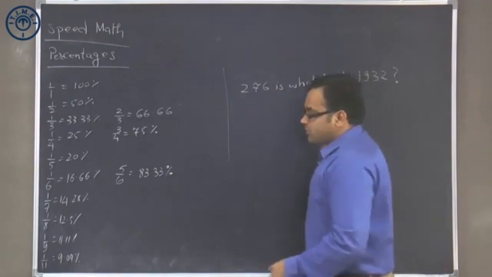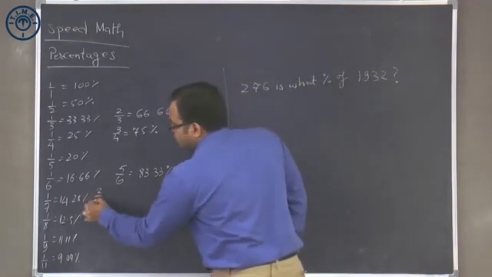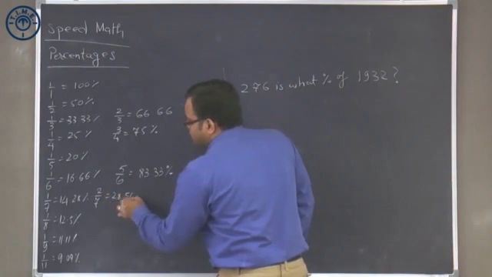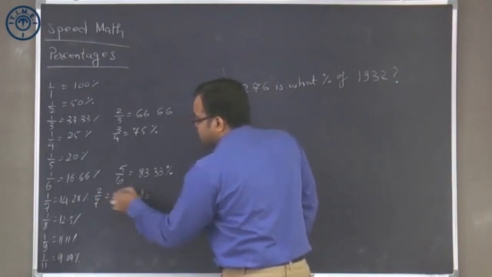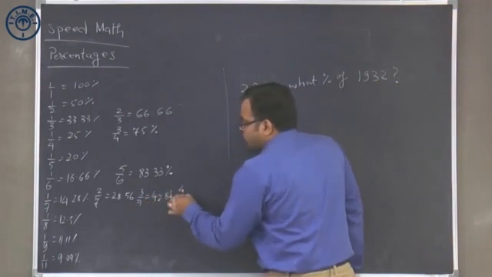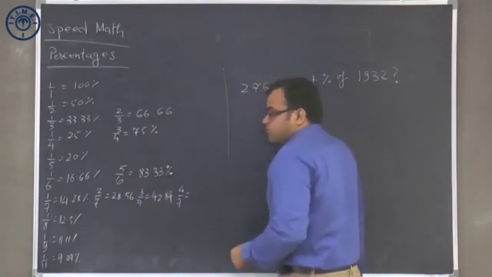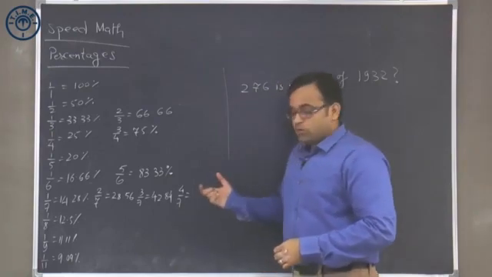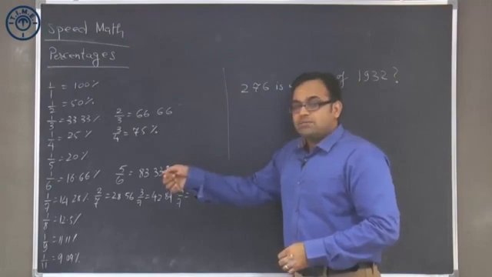1 upon 7 is 14.28. So from here, 2 upon 7 is 14 times 2, 28.56. 3 upon 7 is 14 times 3, 42, 42 times 2 is 84. 4 upon 7 is 14 times 4, 56, 56 times 2 is 112. If I get a 112, there is a 1 carry.